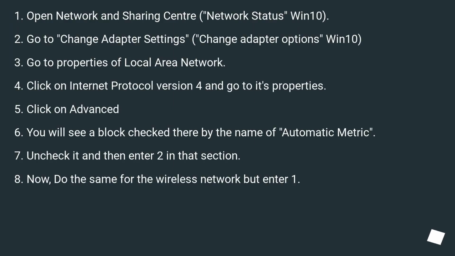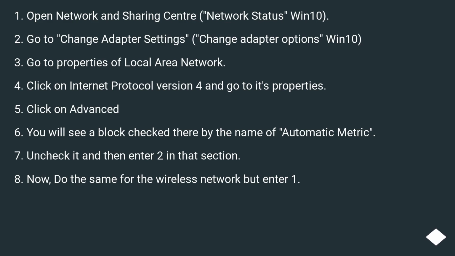Open Network and Sharing Center, Network Status, Win10. Go to Change Adapter Settings, Change Adapter Options, Win10. Go to Properties of Local Area Network. Click on Internet Protocol version 4 and go to its properties. Click on Advanced. You will see a box checked there by the name of Automatic Metric.